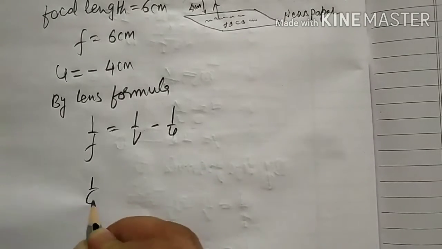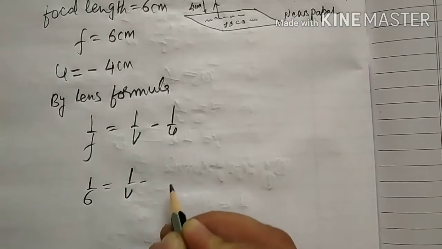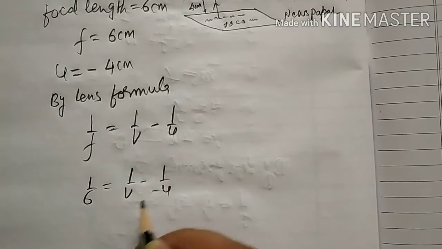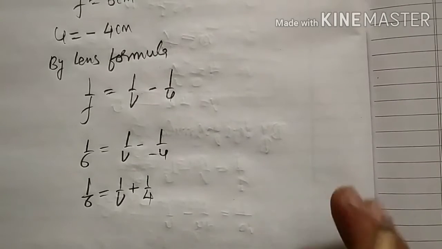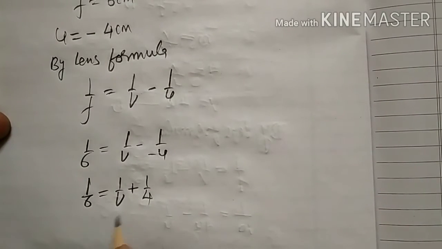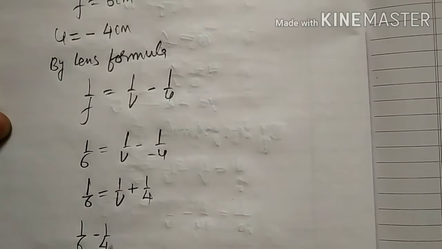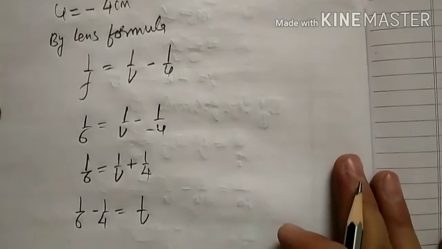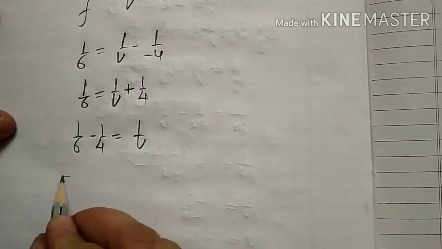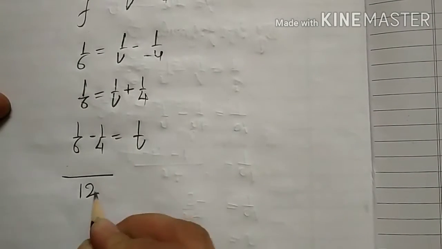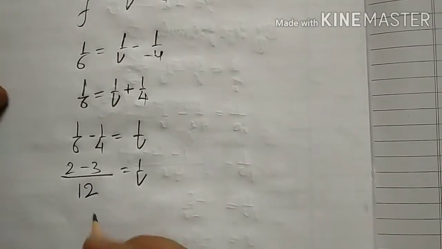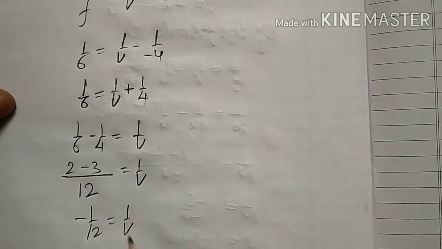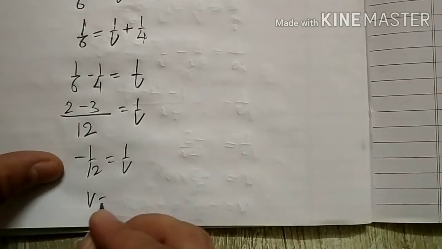So the focal length is 1 by 6, 1 by v we do not know, and 1 by 4. So 1 by 6 is equal to 1 by v plus 1 by 4. The negative sign will become a positive sign. So what will come here? 1 by 6 minus 1 by 4 is equal to 1 by v. The LCM of 6 and 4 will be 12. So 6 twos are 12 and 4 threes are 12. So minus 1 by 12 equals 1 by v. So we know that v is equal to minus 12 centimeter.